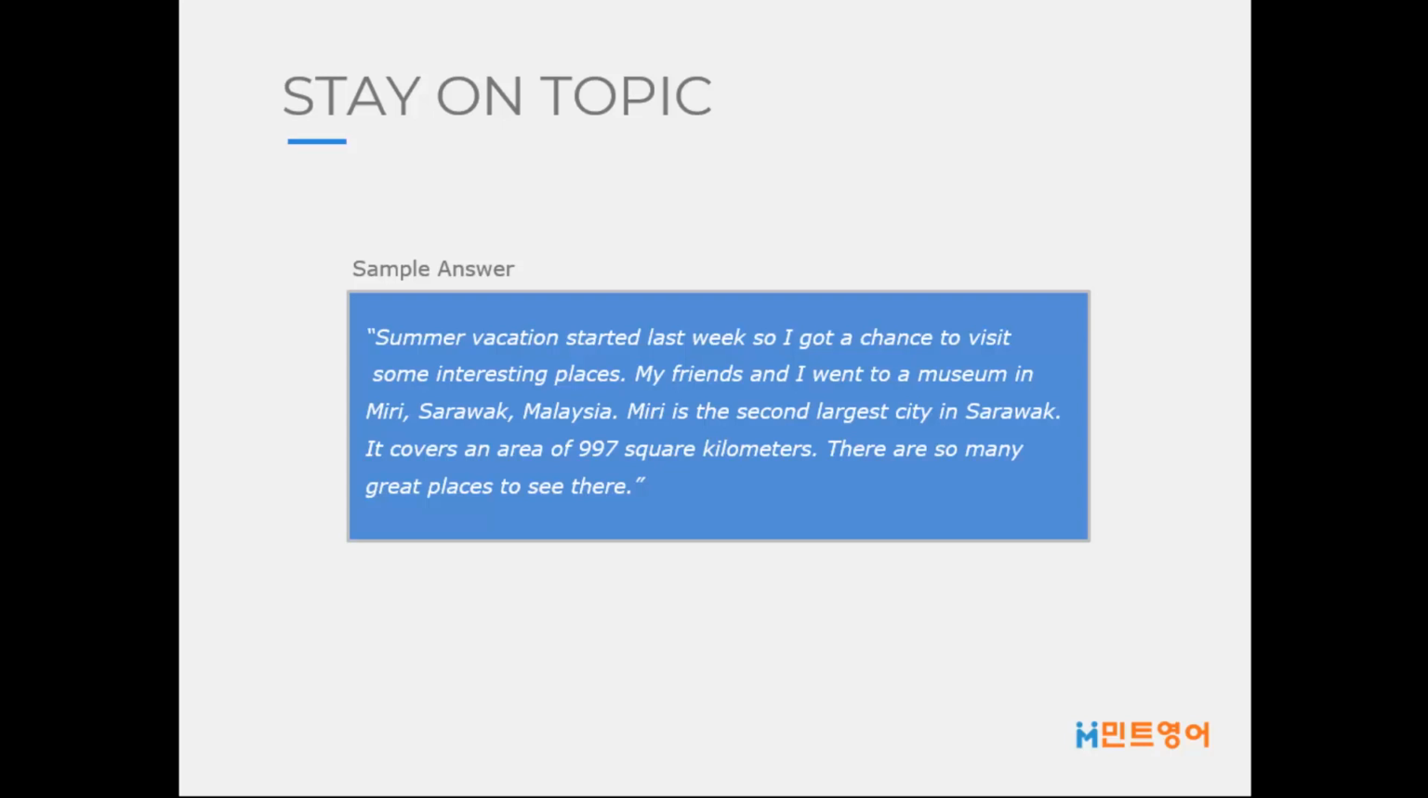Summer vacation started last week, so I got a chance to visit some interesting places. My friends and I went to a museum in Miri, Sarawak, Malaysia. Miri is the second largest city in Sarawak. It covers an area of 997 square kilometers. There are so many great places to see there.